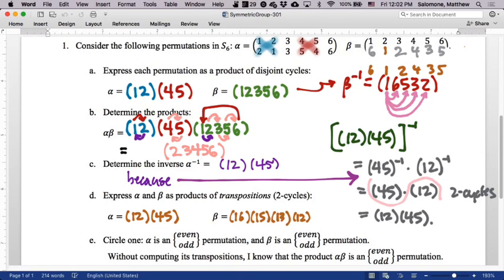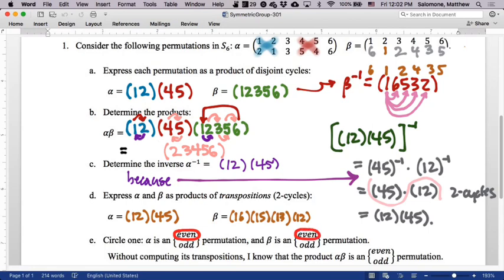Real quick, big finish here. Is alpha an even permutation or an odd permutation? And how do we know it's an even permutation? It's an even number of 2 cycles. It's 2 transpositions, and so alpha is an even permutation. How about beta? Beta is an even permutation.